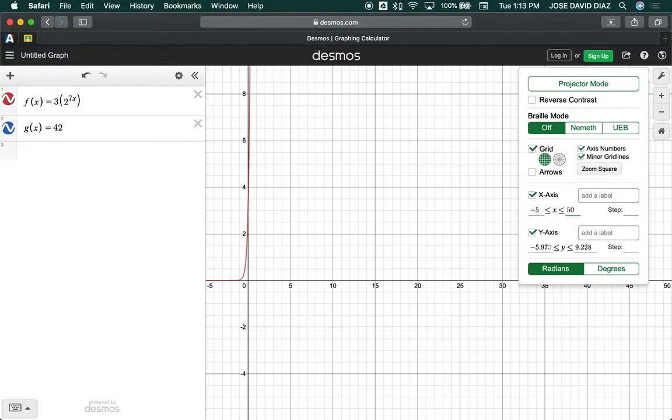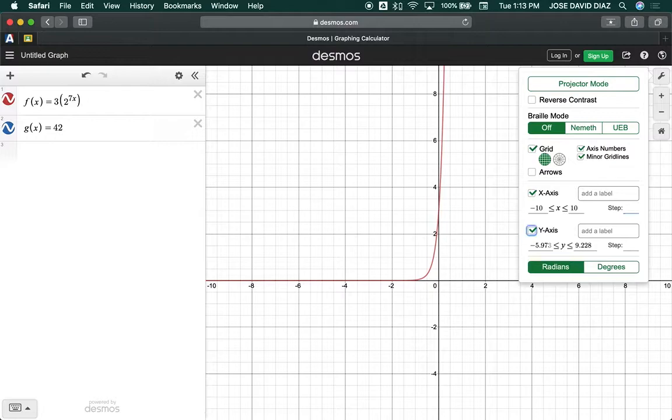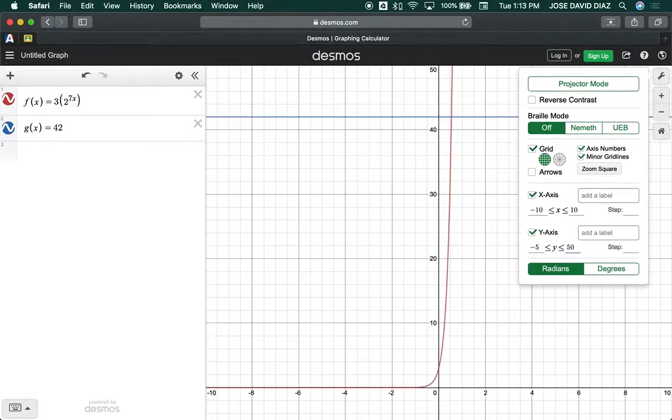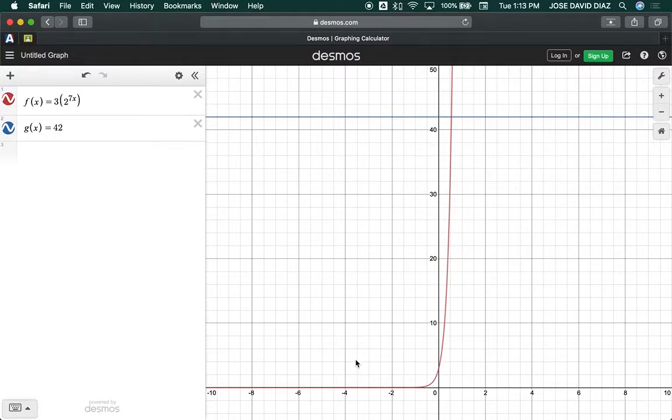Oh, not my x, I need my y value, correct? So let me leave that how it was. I want my y value to be from -5 to 50. That way I can see the entire graph, because I know that 42 is a horizontal line of 42. And I can see that my intersection is correct.